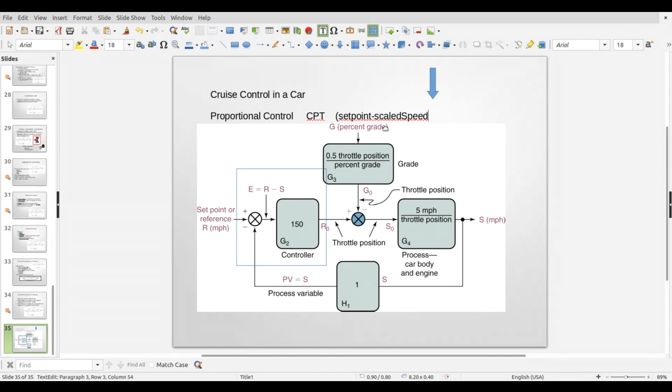But then this is my error. So what I have right here is my error: set point minus my scaled speed. Now I'm going to multiply that times a gain. That is my control. That is what we call proportional control. It's effectively one compute statement inside of your ladder logic. It's so easy. Now, the gain is just a number: 5, 10, 15, 0.1.